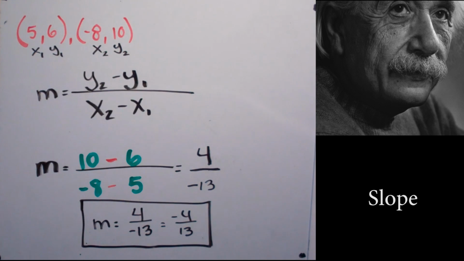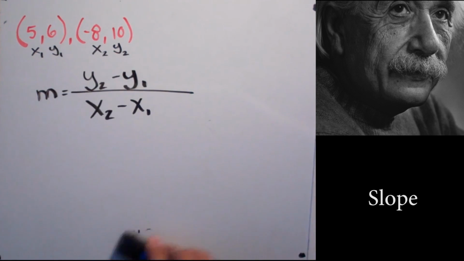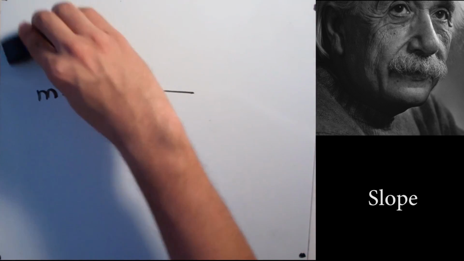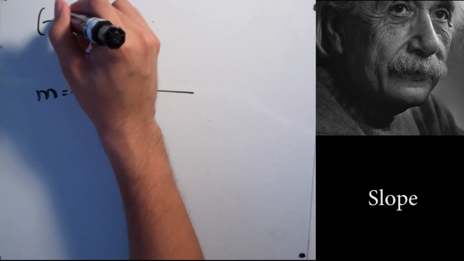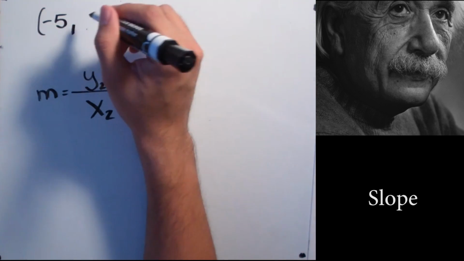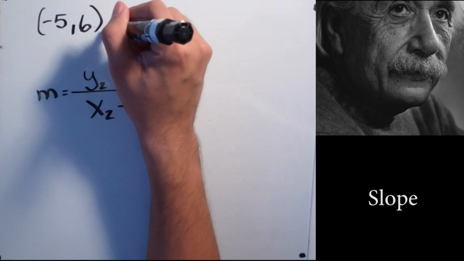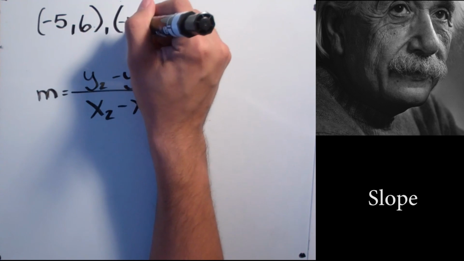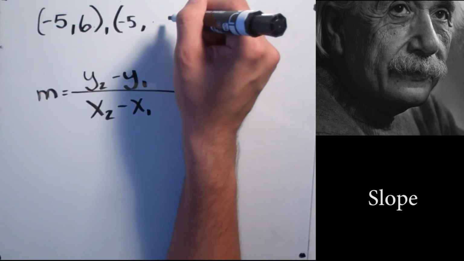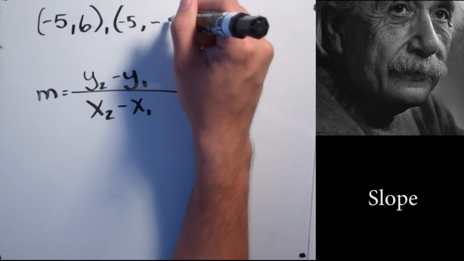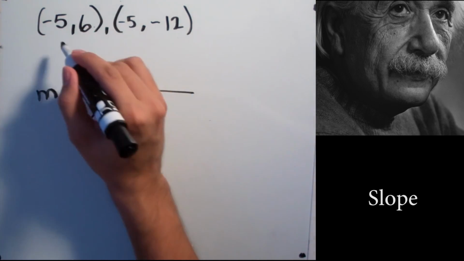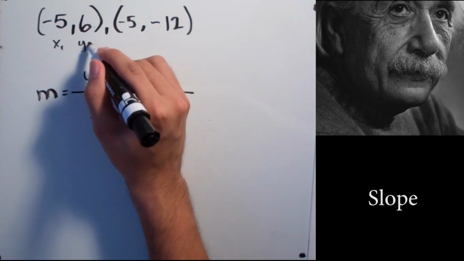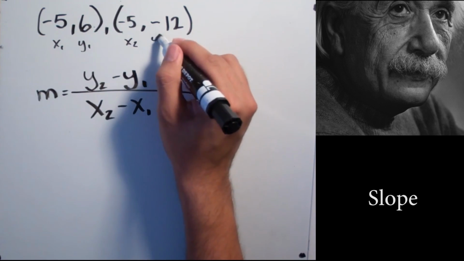I'm going to give you one more example. So I'm going to erase this. I'm going to keep the formula there. And let's say I were to have negative 5, positive 6, comma, negative 5, and let's say negative 12. So again, label x1, y1, x2, y2.